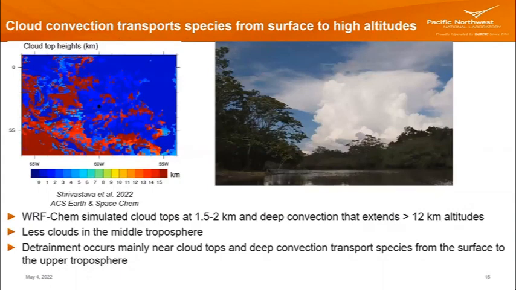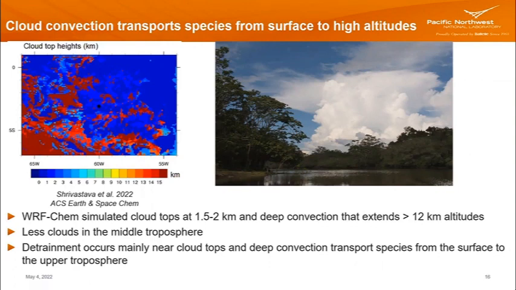So going back, in WRF-Chem, we are modeling the cloud. This is a 10-kilometer grid spacing. It still doesn't get all the clouds, but we had to run convective parameterizations. So WRF-Chem simulates cloud top heights either at 1.5 to 2 kilometers or deep convection that extends all the way to greater than 12 kilometer altitudes.